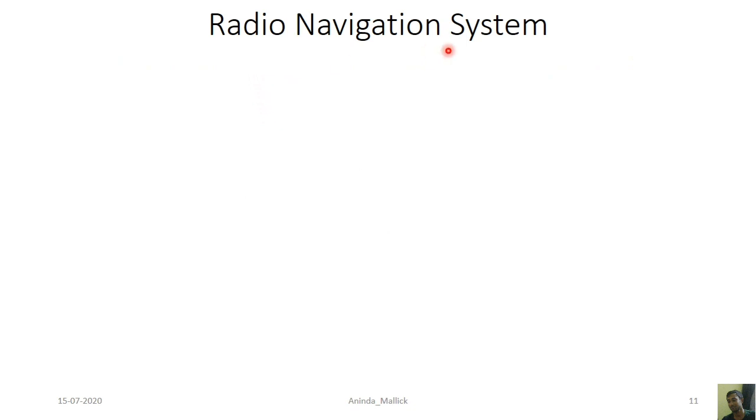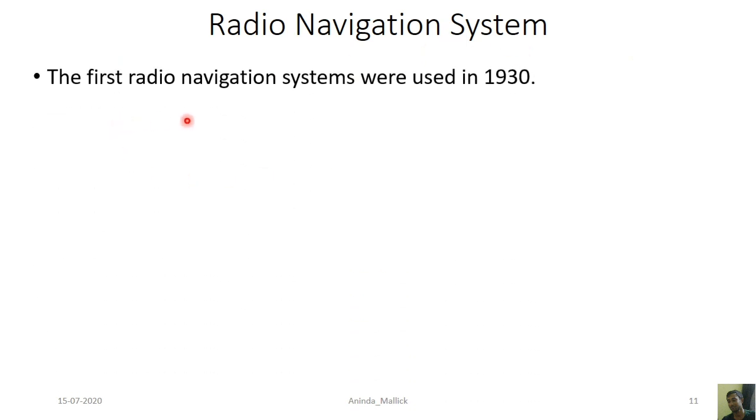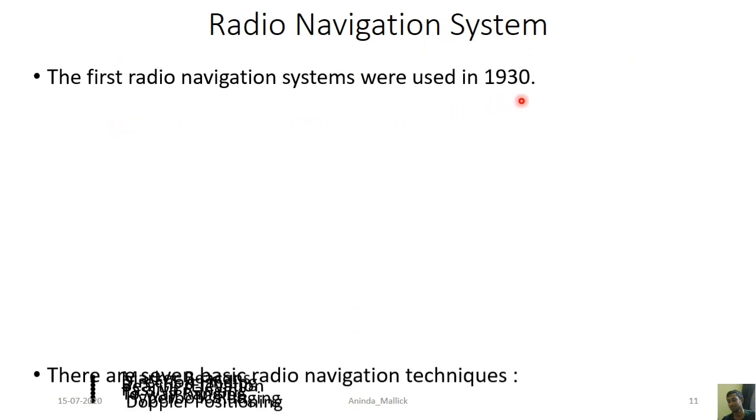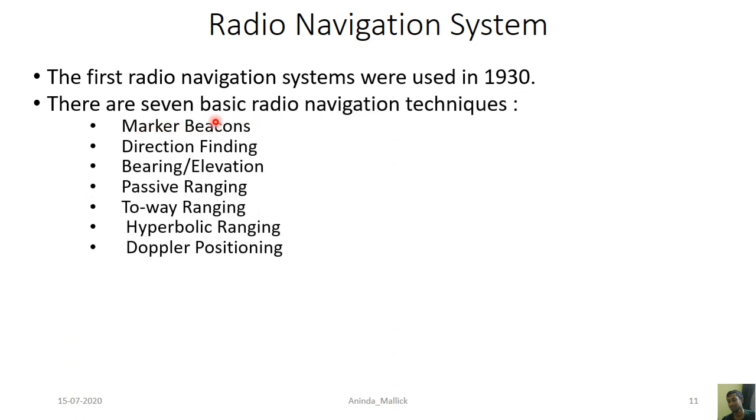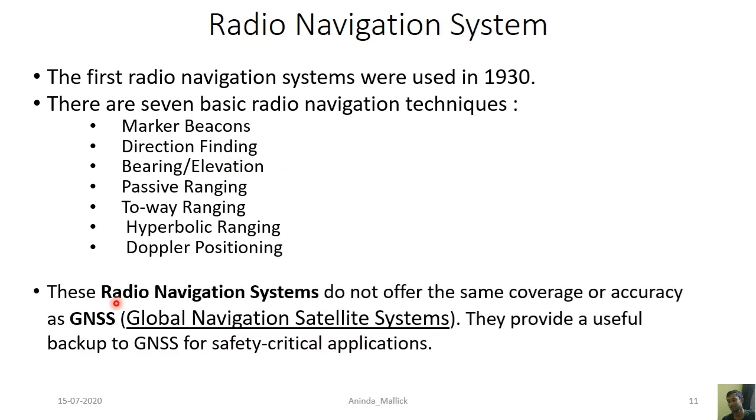The first one is the radio navigation system. The first radio navigation systems were used in 1930, and there are 7 basic techniques for radio navigation: marker beacons, direction finding, bearing and elevation, passive ranging, two-way ranging, hyperbolic ranging, and Doppler ranging. I am not discussing these things. If you want to know about the Doppler positioning system or any other topic, tell me in the comment section. I will bring a new video.